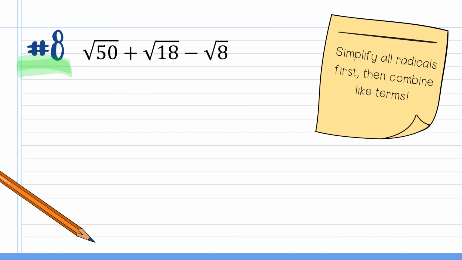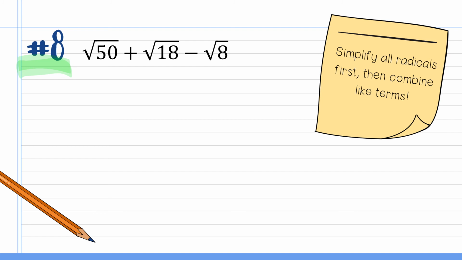Okay, in number 8, we are adding and subtracting radicals. We have the square root of 50 plus the square root of 18 minus the square root of 8. Now remember, you can only add or subtract like terms, and in this case, a like term would be a radical with the same index, which here is 2, and then the same number on the inside as well. So before we do anything, we're actually going to go ahead and simplify all of these radicals. So I'm going to break them down one by one.